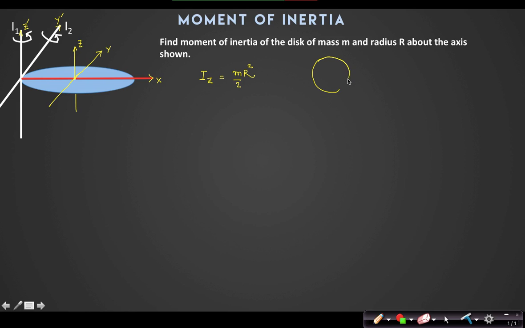For a disk, this axis of rotation and this axis of rotation, are they same or different? For a disk, same or not? Yes, sir. Ix equal to Iy. And from the perpendicular axis theorem, Ix plus Iy is Iz. So Ix equal to Iy, that is equal to mr square by 4.